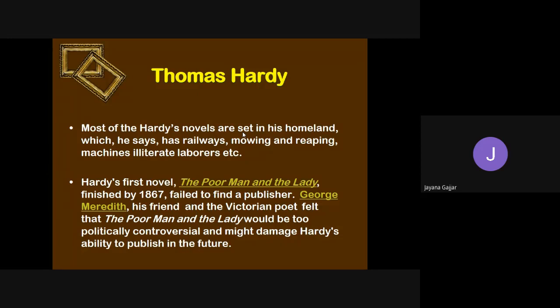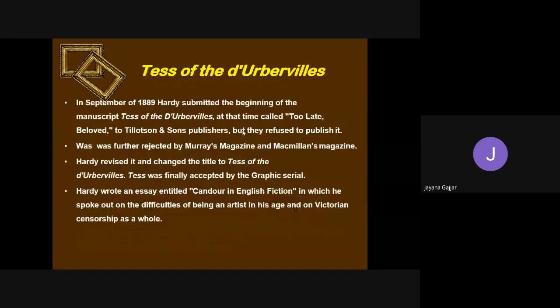And therefore Hardy followed his advice, and he chose not to publish this particular work. He never published this work. In fact, he destroyed the manuscript also. But it is said that he used some of the ideas in his later work. So this, The Poor Man and the Lady, never got published. He himself had destroyed the manuscript of it. Now, Tess of the D'Urbervilles.